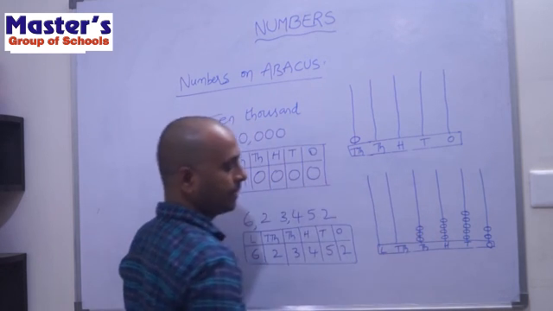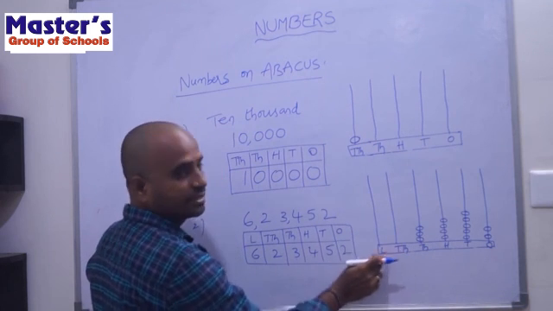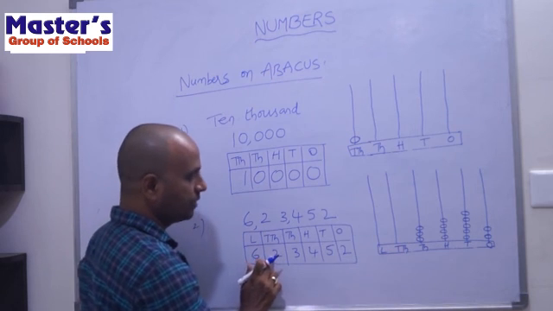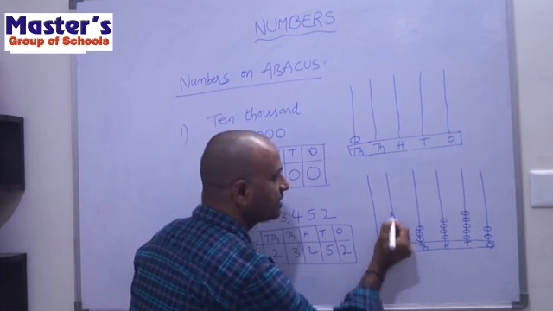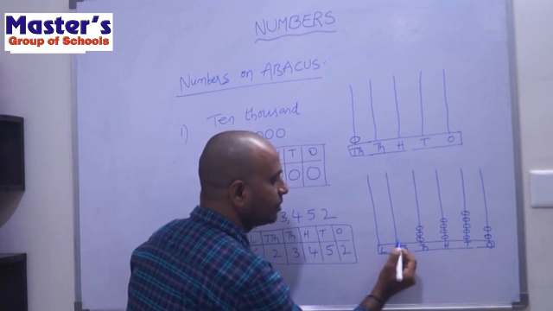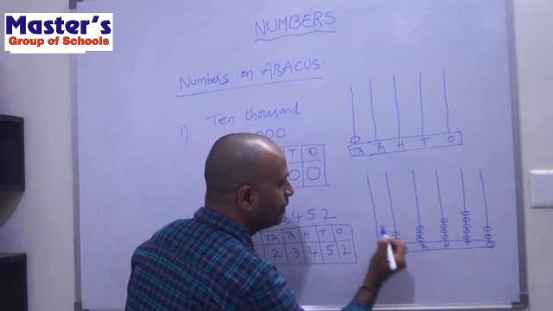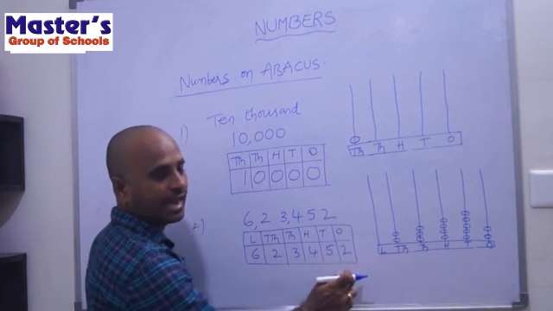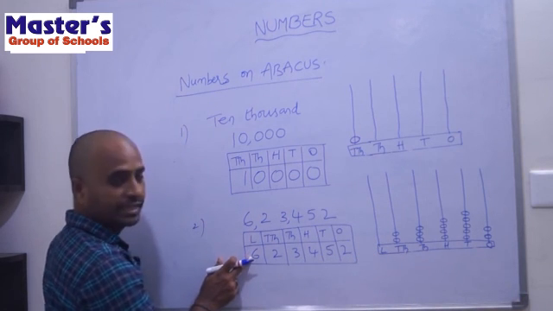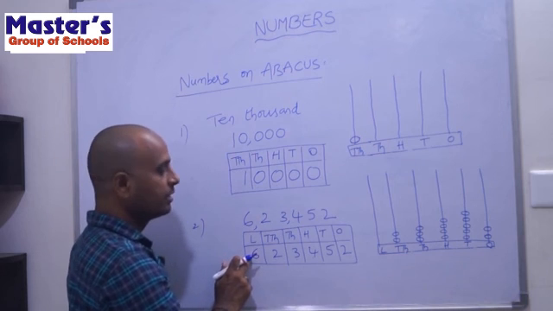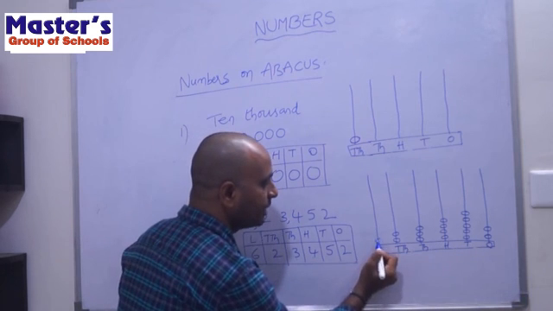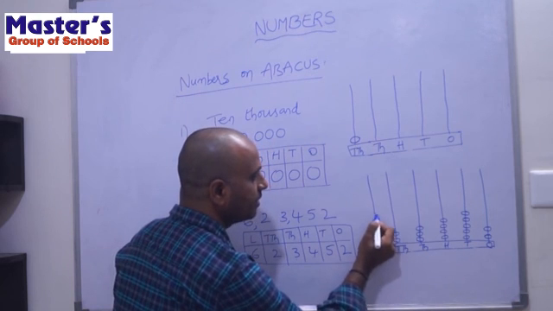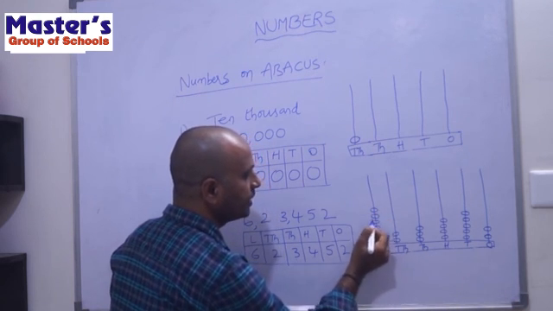1, 2, 3. Next, the fifth stick represents 10,000s place. In 10,000s place the digit is 2. That's why we have to draw 2 beads on the 10,000s stick. Next, the last stick, that is the sixth stick, represents lakhs place. In lakhs place the digit is 6. That's why we have to draw 6 beads on the lakhs place stick: 1, 2, 3, 4, 5, 6.